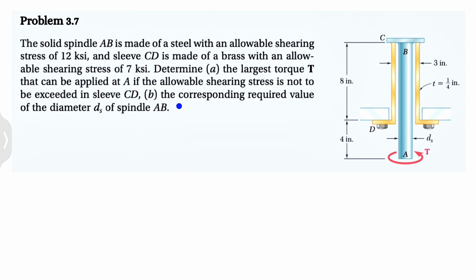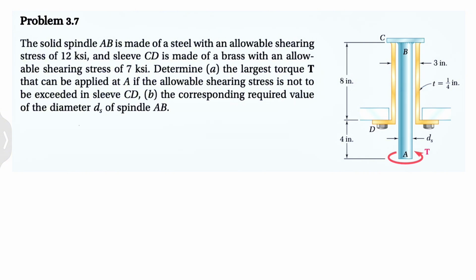The B part, we need to find the corresponding required value of the diameter ds of the spindle AB. So if we look here, we have the ds, which is basically the diameter of the spindle AB, or this part that we don't know, and around that we have the sleeve, which has a diameter of 3 inches and a thickness of 1/4 inch. So the thickness for this part is 1/4 inch.